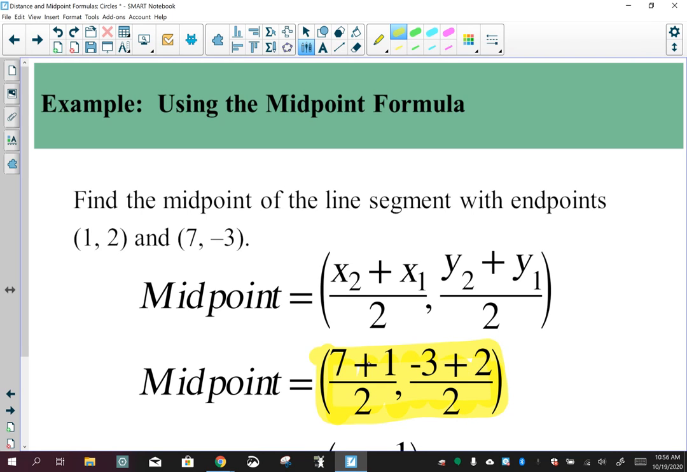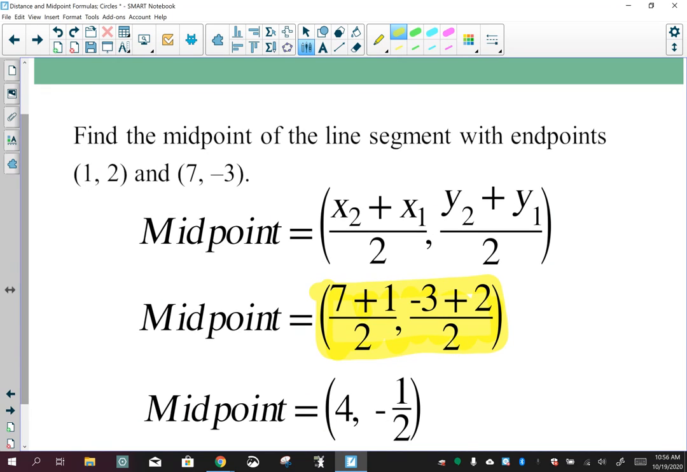So 7 plus 1 is 8 divided by 2. Then -3 plus 2 divided by 2, that'd be -1. And I get that. And then 8 divided by 2 is 4. So make sure you take care of that piece as well.